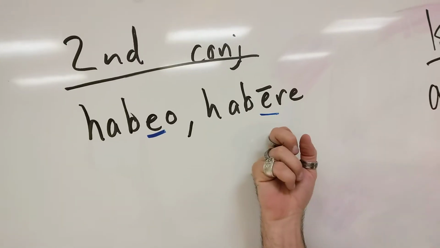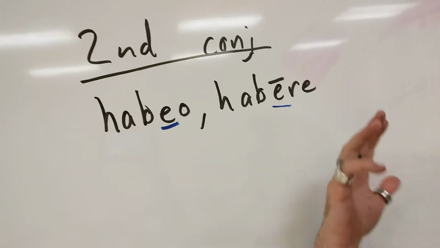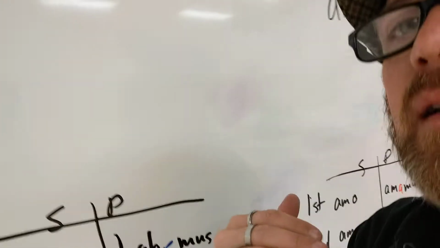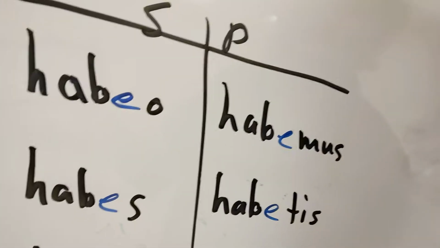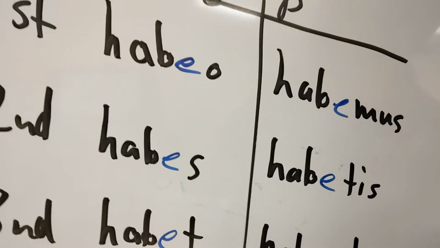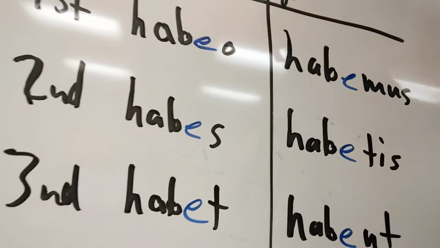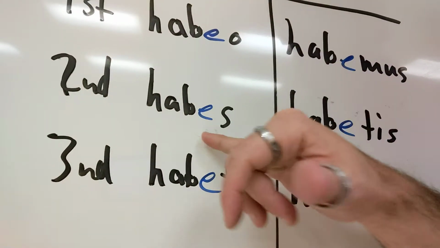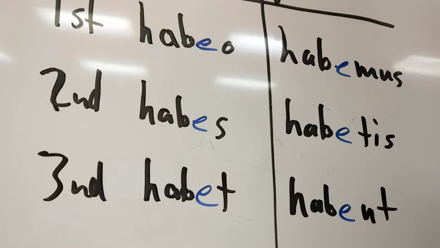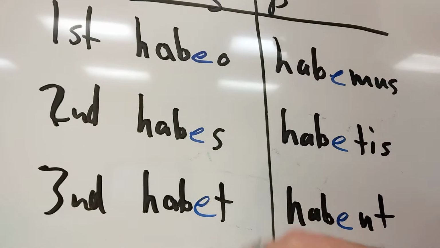And what this tells you is not just that it's second conjugation, but that when you conjugate it, you're going to use E's. Anywhere where first conjugation had an A, the second conjugation will have E's all over the place. So you'd have I have, you have, he, she, it has, etc. Okay? But there's more.